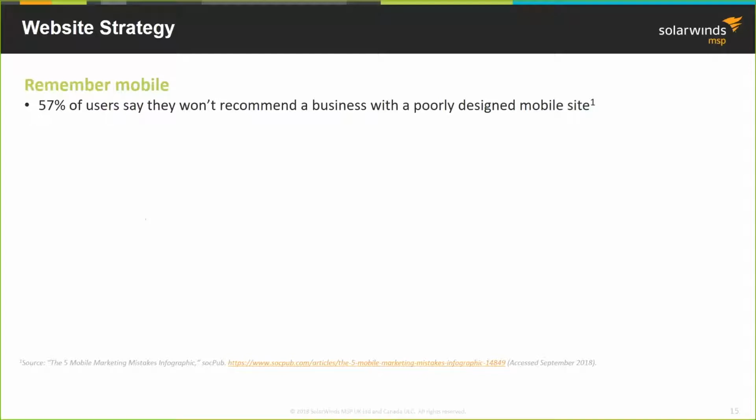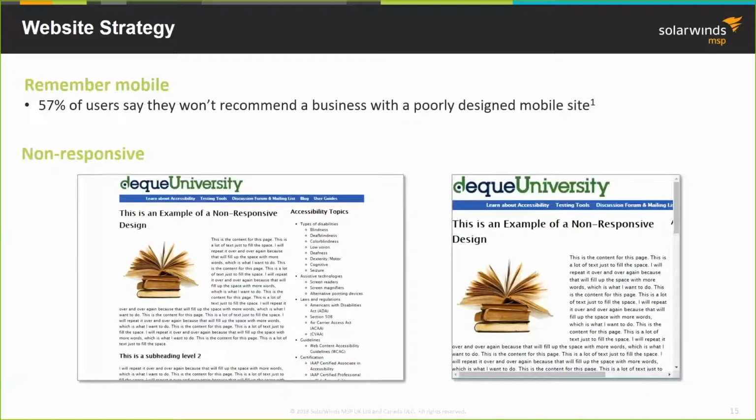The computer isn't. So make sure that you are keeping in mind that 50% of users say they won't recommend a business with a poorly designed mobile site. Why? It's too hard. That's why. Take a look at this university, DEC University. Look at how beautiful they are when you're looking at them on the left side here on the screen on the computer, but when you move to mobile, it is very hard to get around. I've got to scroll down, across. If I'm on an airplane looking at this, I'm probably seasick at this point.